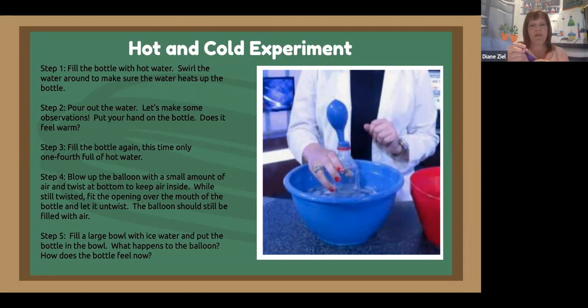Next, you're going to blow up your balloon with a small amount of air. So you don't want to blow it up all the way. Do you see the picture? Just enough to make the balloon expand, and don't tie off the balloon. So I'm just going to fill it up like that much, and I'm just going to twist it so that the air doesn't get out, but I'm not going to tie it. While this is still twisted, you're going to fit the balloon over the top of your bottle and then let it untwist. The balloon should still be filled with air because of the warm, moist air coming from inside the bottle.